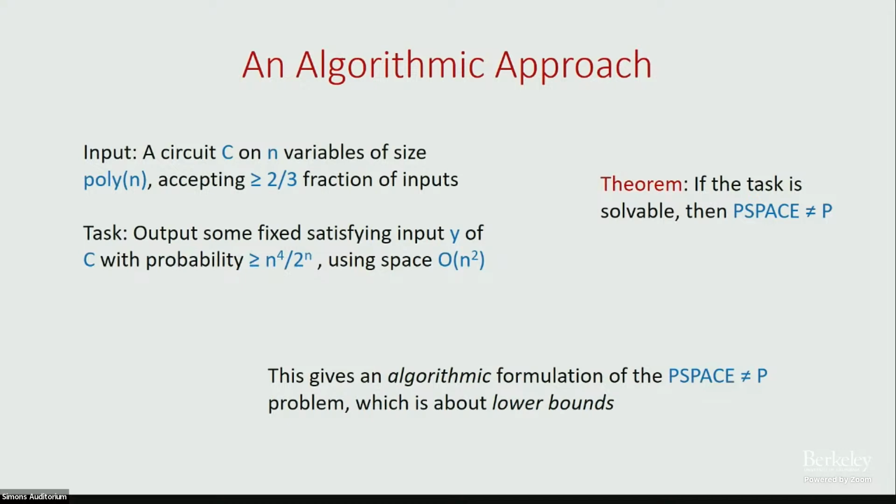And it's interesting because it gives an algorithmic formulation of the PSPACE not equal to P problem. The PSPACE not equal to P problem is about lower bounds. So it's saying that polynomial time algorithms don't exist. But here, by designing an algorithm whose existence we actually believe in, because under some conditions there's an equivalence between this algorithmic task and PSPACE not equal to P, it maybe gives us a way to approach it. Since as humans, we seem to be better at designing algorithms than at proving lower bounds.